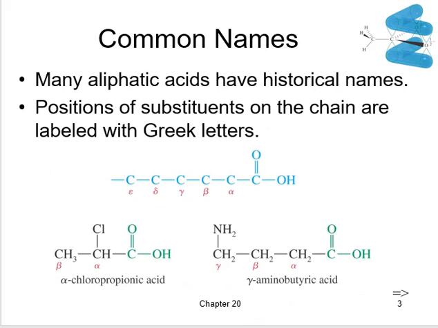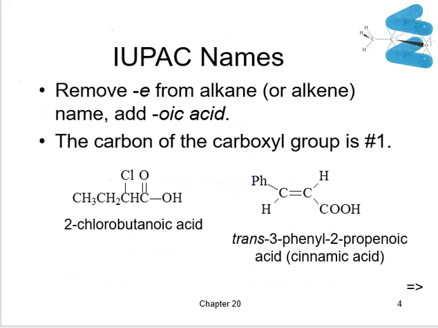Common names: many aliphatic acids have historical names. Positions of substituents on the chain are labeled with Greek letters like alpha, beta, gamma, delta, epsilon, etc. For example, this is alpha-chloropropionic acid, and gamma-aminobutyric acid.